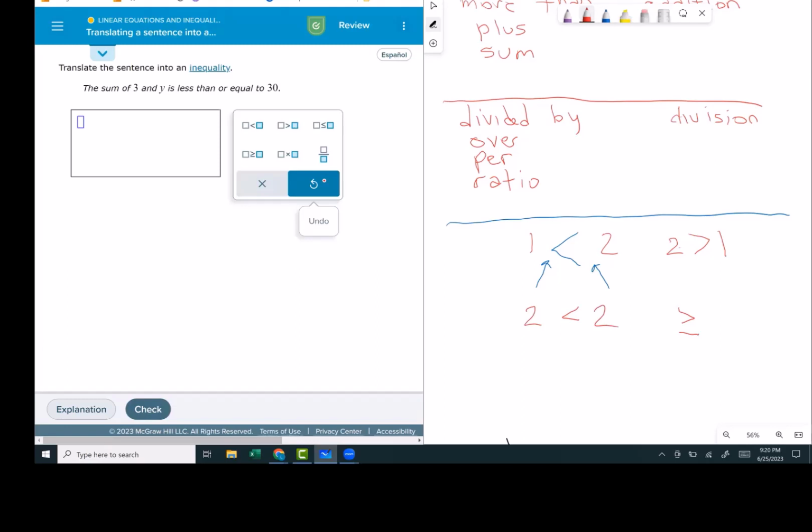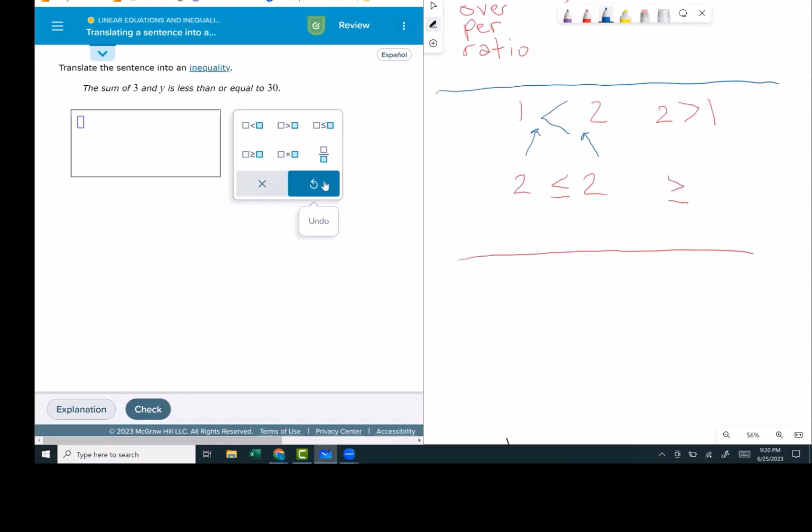Oh, no, it's not true. 2 is not less than 2. But if I put this in, now it's a true statement. 2 is less than or equal to 2. Yeah, that's true. It's equal. It's not less than, but it's equal.